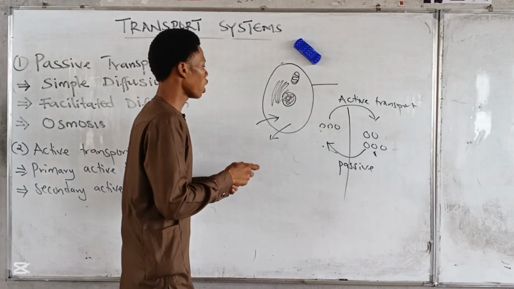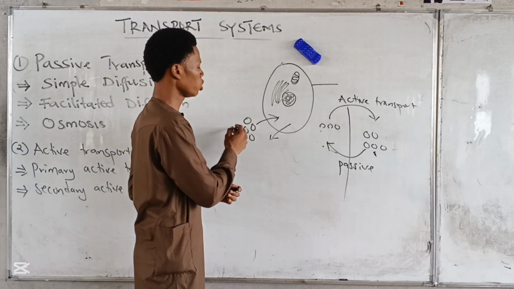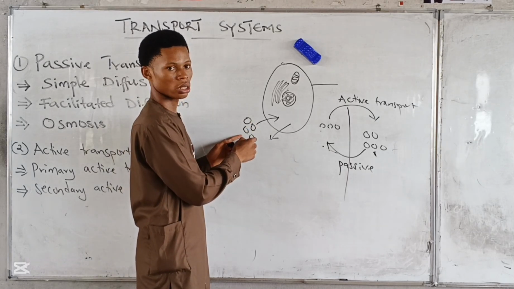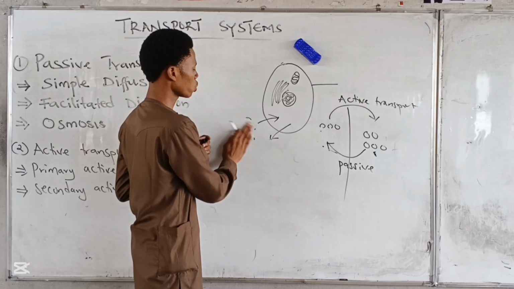Take for example, if you have 3 molecules of sodium here, 4 molecules of sodium ion here. Sorry, let's use carbon dioxide.